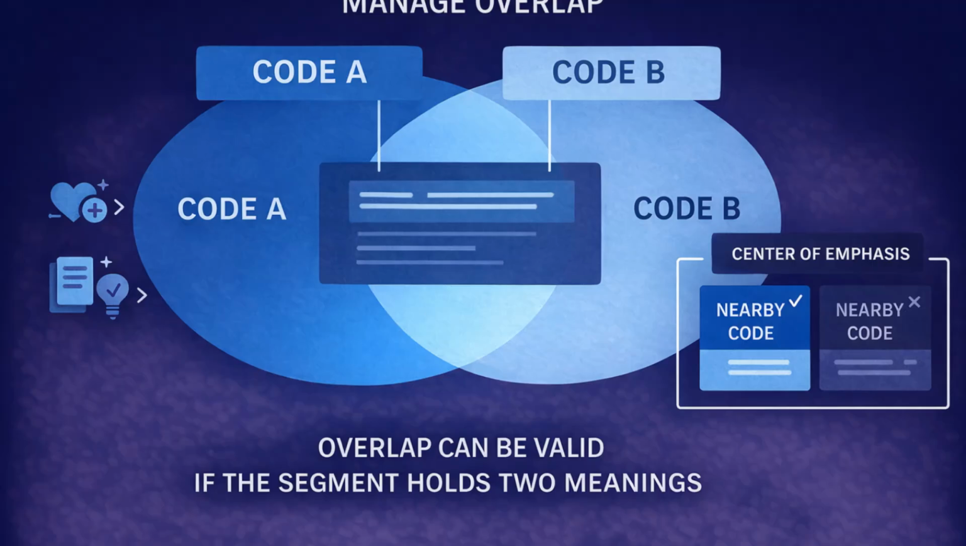Overlap, then, is not a problem to eliminate. It is something to manage. Qualitative data are often layered, and a single segment may reasonably belong to more than one code if it is carrying more than one analytic meaning. A participant may describe a feature that also increased confidence. A participant may describe emotional reassurance that also changed study strategy. A strong codebook does not erase that possibility. Instead, it clarifies when two codes can be used together, and when a nearby code may be a better fit depending on the center of emphasis in the response.